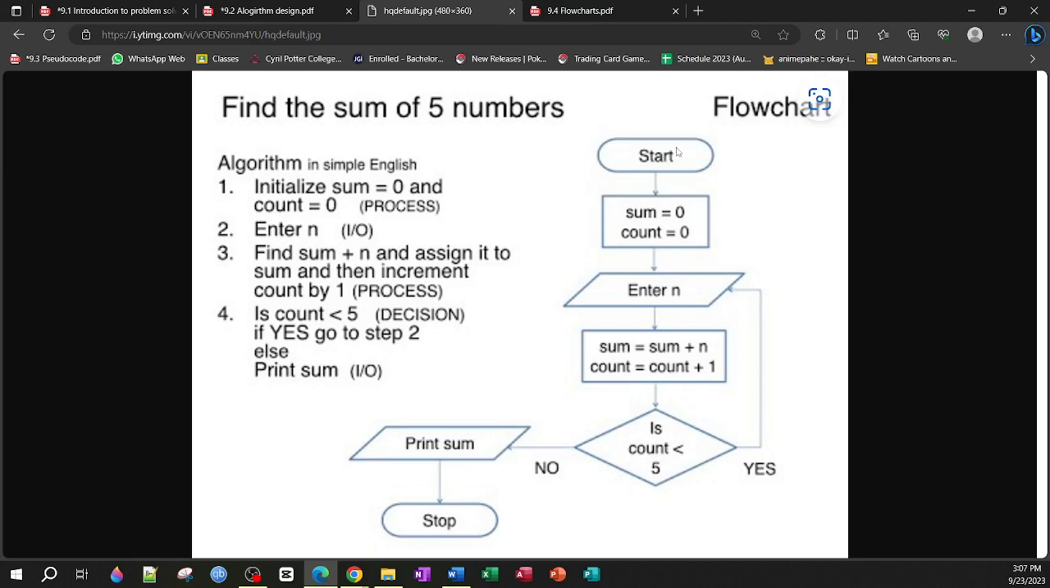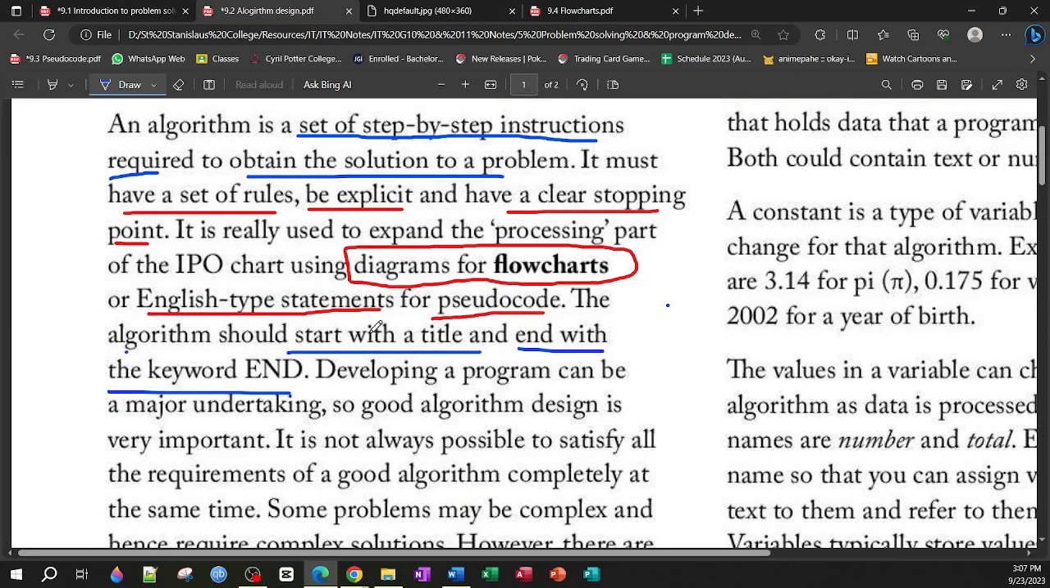So it indicates the flowchart starts from here and ends here. It can either be start or begin, or it can be stop or end, whichever one. They both basically mean the same thing. Even for the algorithm, notice it mentions here the algorithm must start with a title. That title is an indication of the starting point. But if you want to put the keyword start or begin, nothing's wrong. You can do that also. But having that title indicates the start of the algorithm.